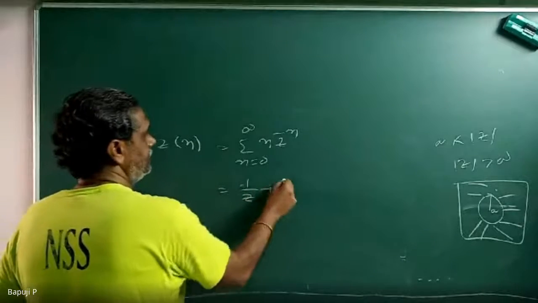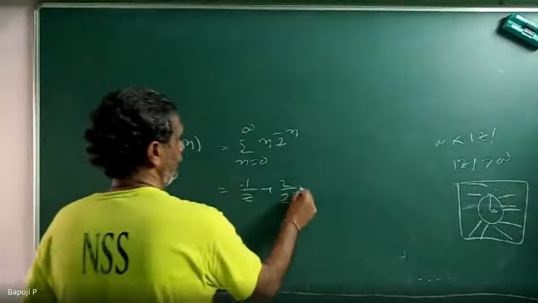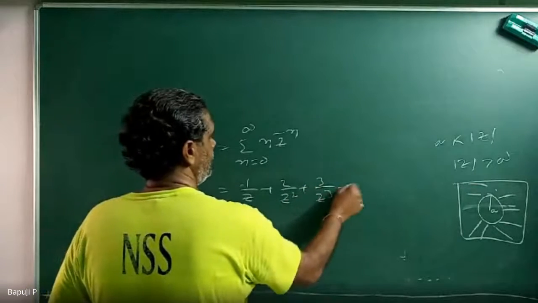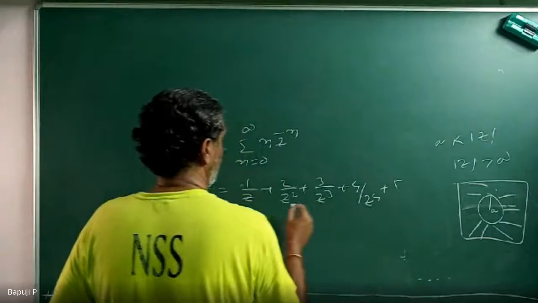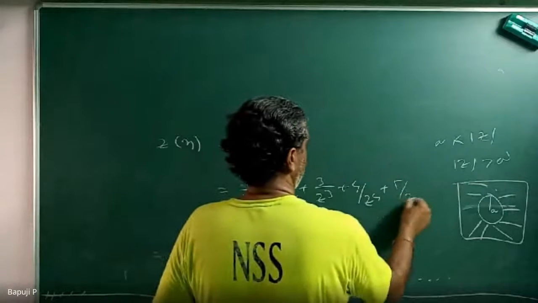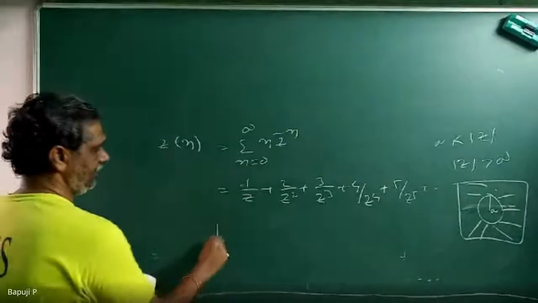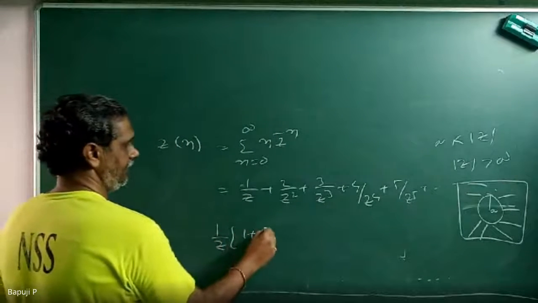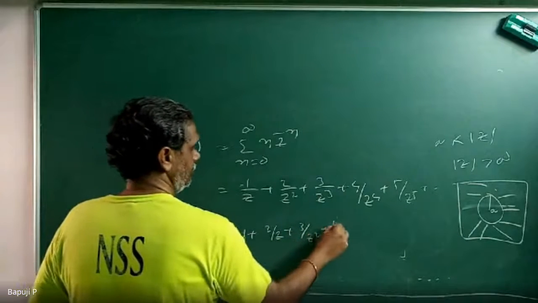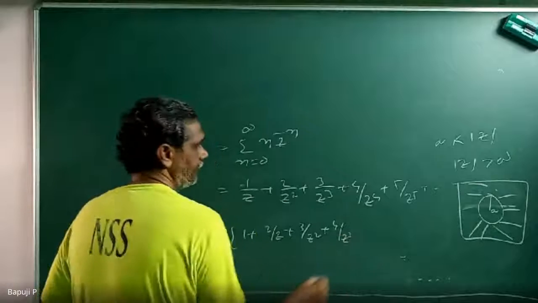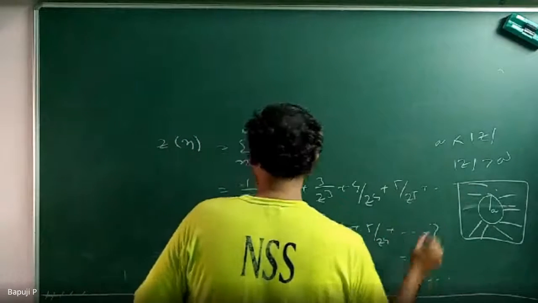So what will we get? 1 by z plus 2 by z square, 3 by z cube plus 4 by z power 4, 5 by z power 5, and so on. So from this, if I take 1 by z, what will I get? 1 plus 2 by z, 3 by z square, 4 by z cube plus 5 by z to the power of 4, and so on.